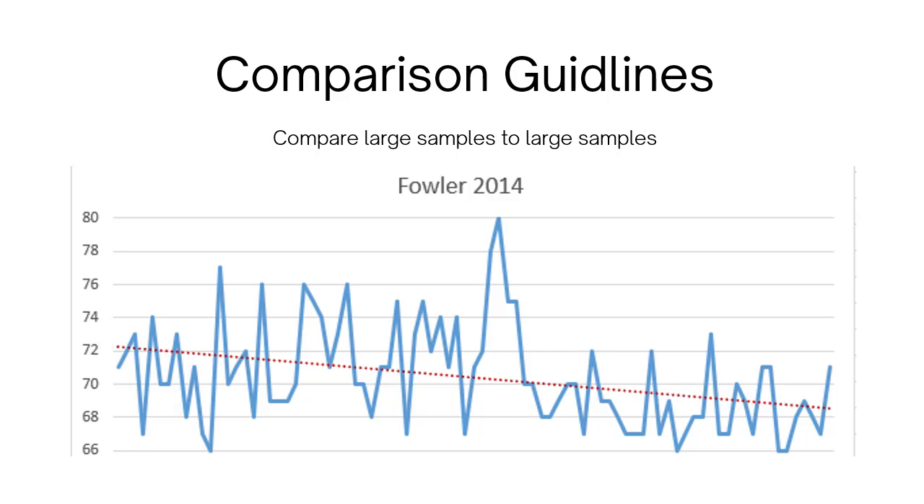And the guidelines you're going to use, the basic, oversimplified takeaway from this course, is that when it comes to getting better at golf, you need to compare large samples to large samples, right? And we're going to talk about what that looks like. I'm going to give you a tool to help you do it.